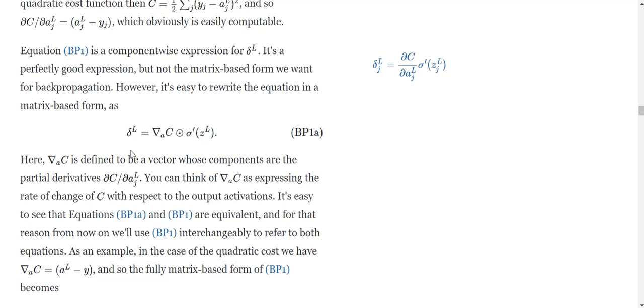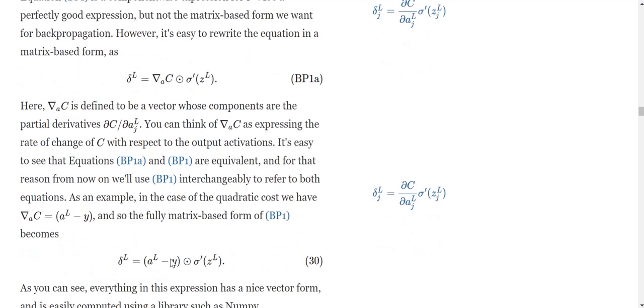Here, nabla A C is defined to be a vector whose components are the partial derivatives of the cost function with respect to the activations. You can think of this as expressing the rate of change of C with respect to the output activations. It is easy to see these equations are equivalent, and for that reason, from now on we'll use these equations interchangeably to refer to both.